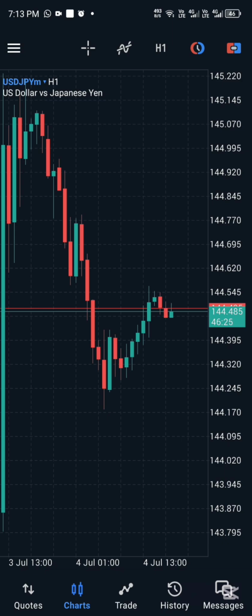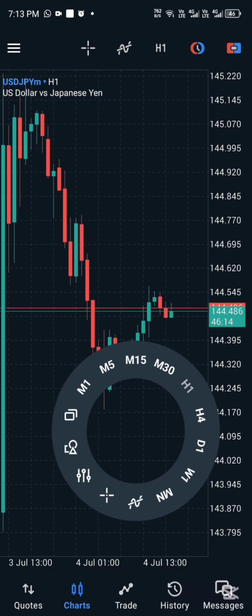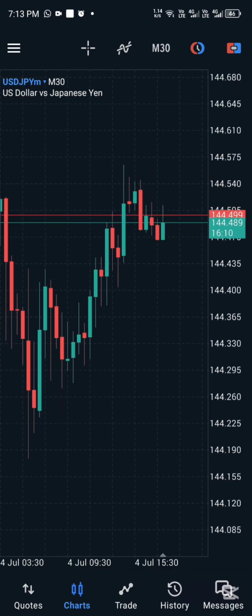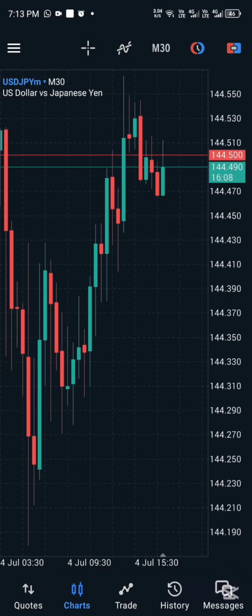This is very nice. The distance between the green line and the red line is very tiny, which means most likely you will get tapped in. Okay, so now let's come to a lower time frame like the M30. Now you see on the M30 the spreads is bigger.